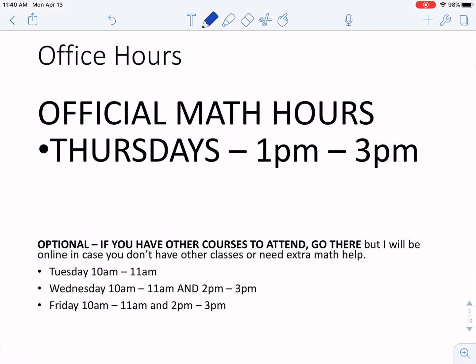Second thing, office hours. The school is moving towards having specific courses have specific office hours. So math, that's me, geometry, has been designated as Thursday afternoons for office hours. So if you notice, I've expanded our office hours from 1 p.m. to 3 p.m. on Thursdays instead of just 2 p.m. to 3 p.m. So those are going to be my official office hours.